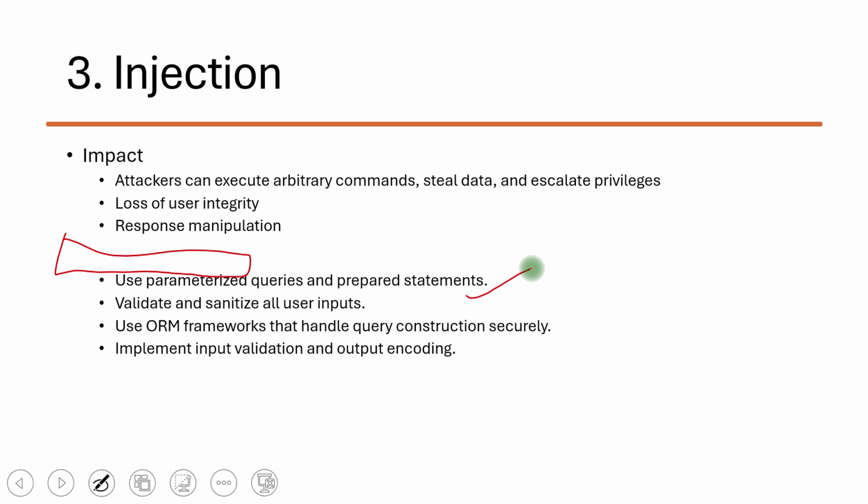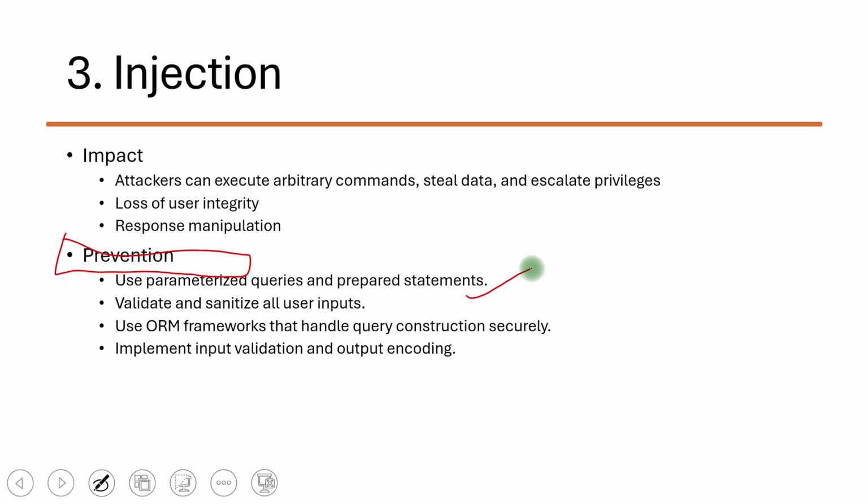Validate and sanitize all user inputs. Use ORM frameworks that handle query construction securely. Implement input validation and output encoding. So in summary, it is talking about whatever the user is inputting through a form or API calls, requests, anything. Validate every input and see that it is giving what is expected, not beyond that, and you will be able to prevent this.